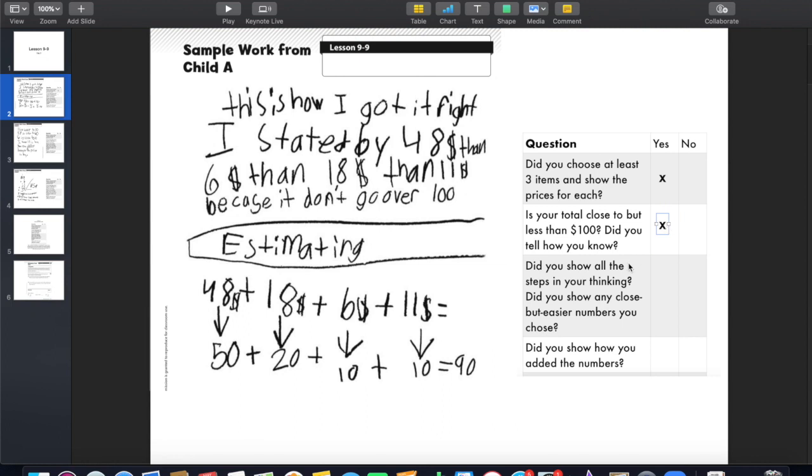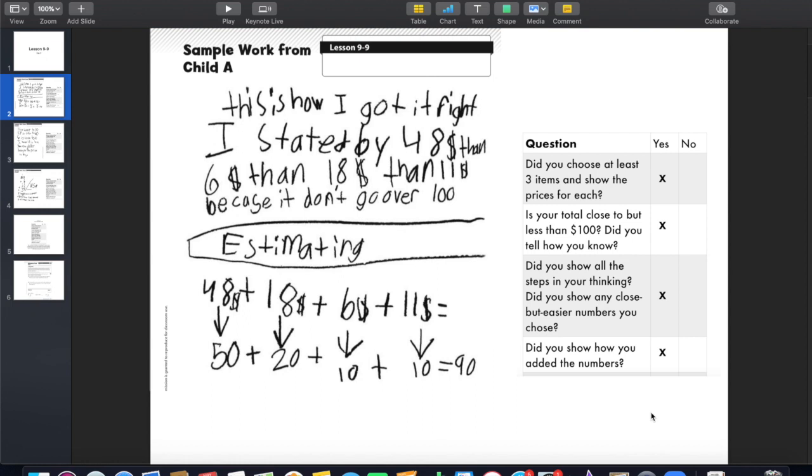Did they show all their steps in their thinking? Did they show any close but easier numbers that they chose? I think they did. They first talked about what they selected, and then they talked about the close but easier numbers they chose and how they might have added them up to come up with their estimate. And did it show how we added the numbers? Yeah, I think they did. So overall, I think the student really met expectations. They did a nice job.